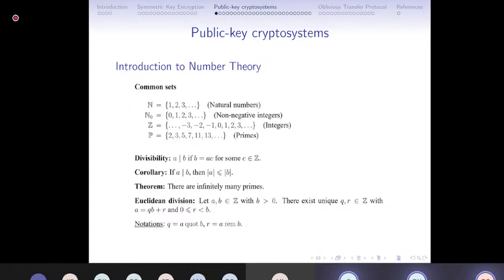Now we will discuss some basic preliminaries behind the public key cryptosystem. N is the set of natural numbers, N0 is the set of non-negative integers, Z is the set of integers, and P is the set of prime numbers. Next is the Euclidean division algorithm. That means suppose that we have a number a, and when we divide this number a by b, then a can be expressed as quotient times b plus r, where r is the remainder.